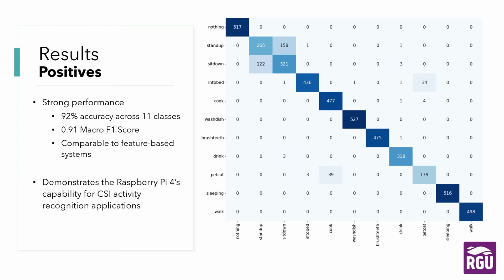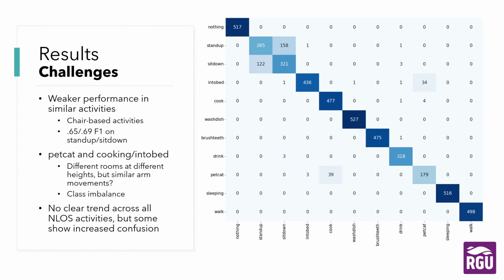Now, drilling down into some of the problem spots, we're seeing weaker than normal performance in activities which are similar to one another, and most notably, that's with the chair-based activities, stand up and sit down. On these activities, accuracy drops to around 65%. Potentially pre-processing could offer some relief within this area, but that wasn't something we were considering in these experiments.